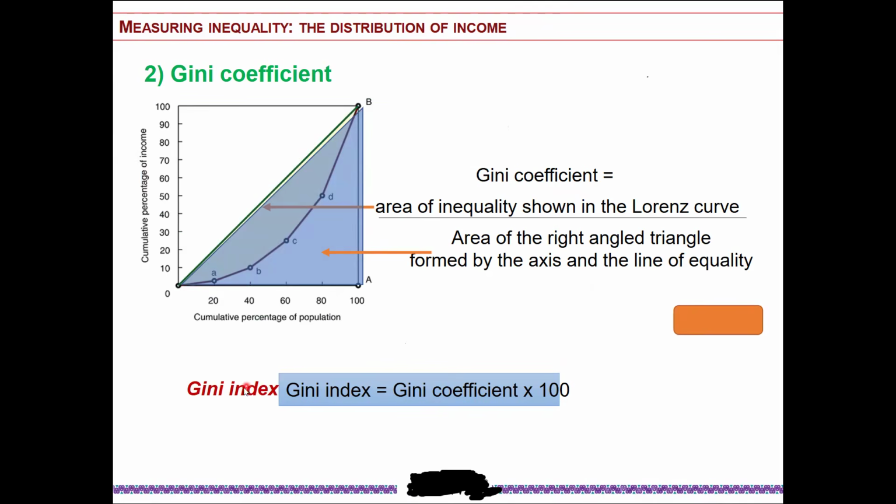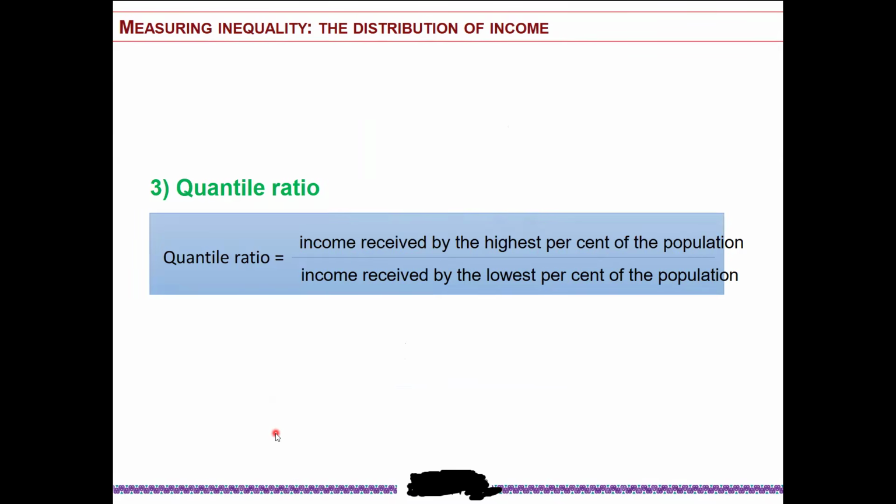You must also be able to calculate the Gini index using the Gini coefficient. You take the answer you get from calculating the Gini coefficient and multiply by 100 to get the Gini index. Then you also have the quantile ratio. With this one, you just need to know the formula and calculate it: income received by the highest percent of the population divided by income received by the lowest percent of the population.